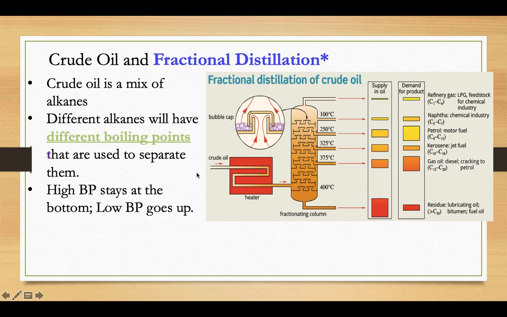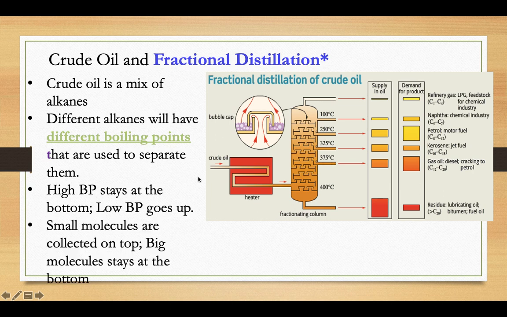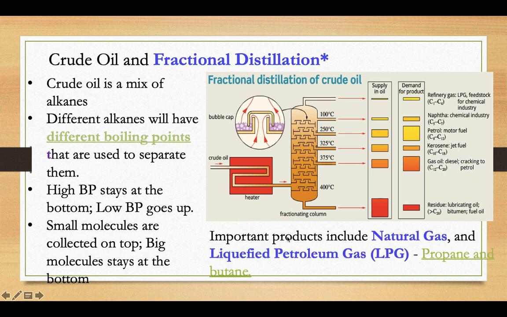So larger molecules with high boiling points stay at the bottom, and molecules with lower boiling points go to the top. Smaller molecules, C1 to C4, can be collected at the top, and the larger molecules, the oily things that have more than 20 carbons in the carbon chain, will be collected at the bottom. Important products from this process include natural gas, which is the gas supplied to your house, and LPG, liquefied petroleum gas, which is the gas you normally put into your car. They're mostly propane and butane.